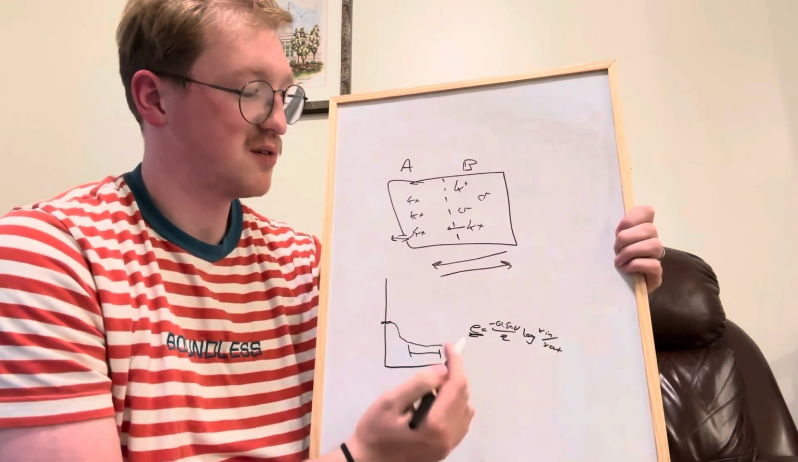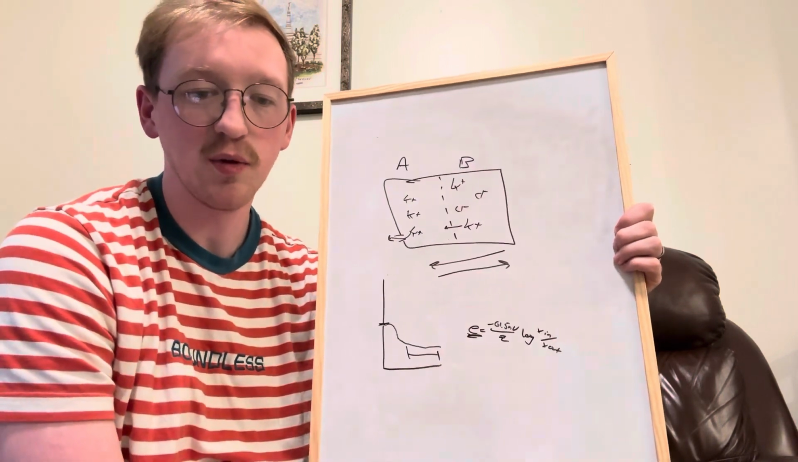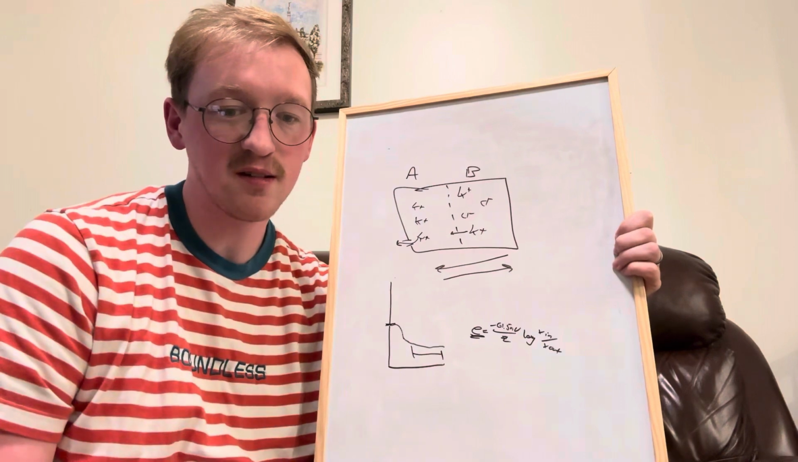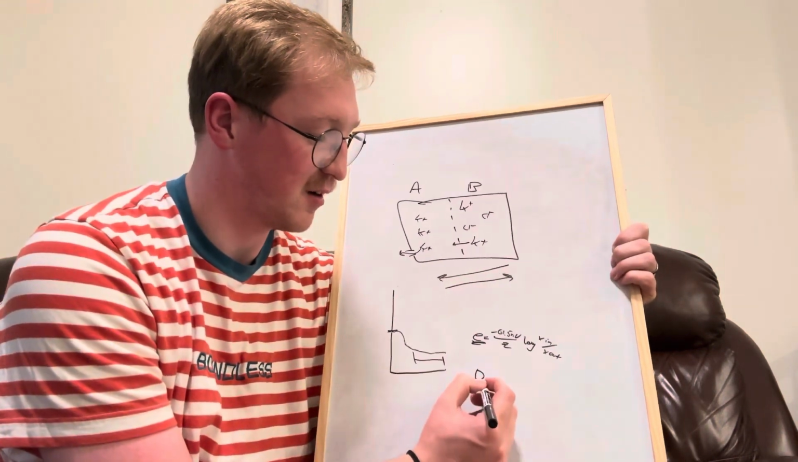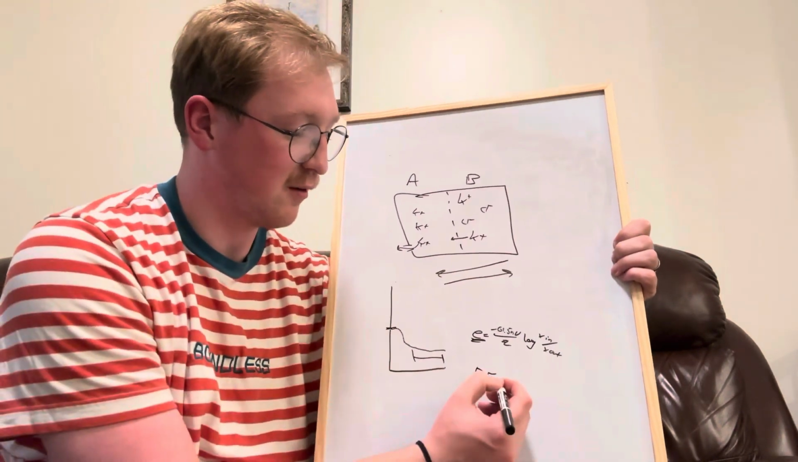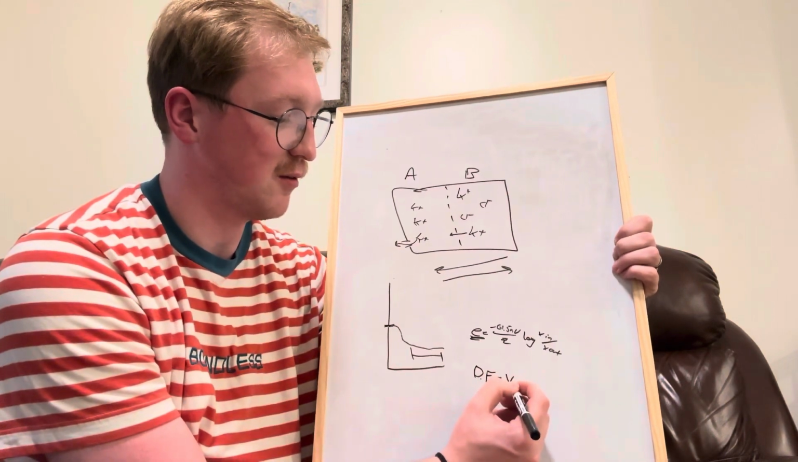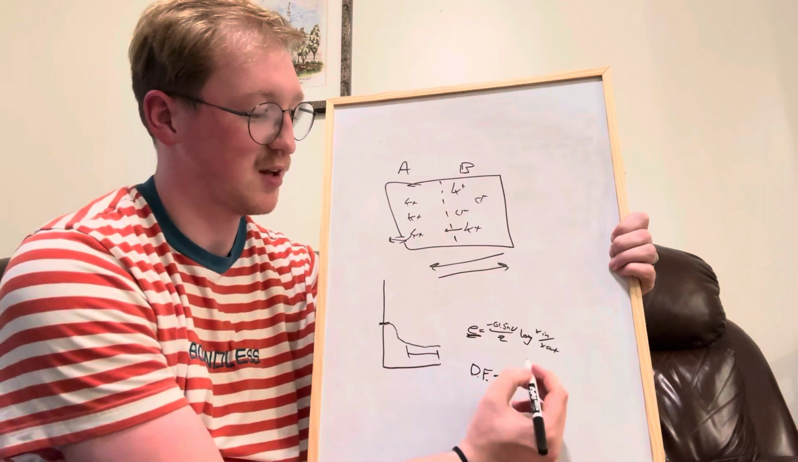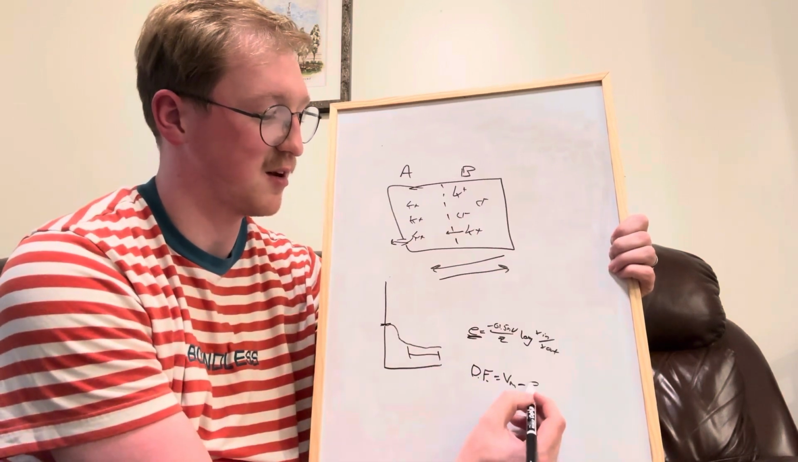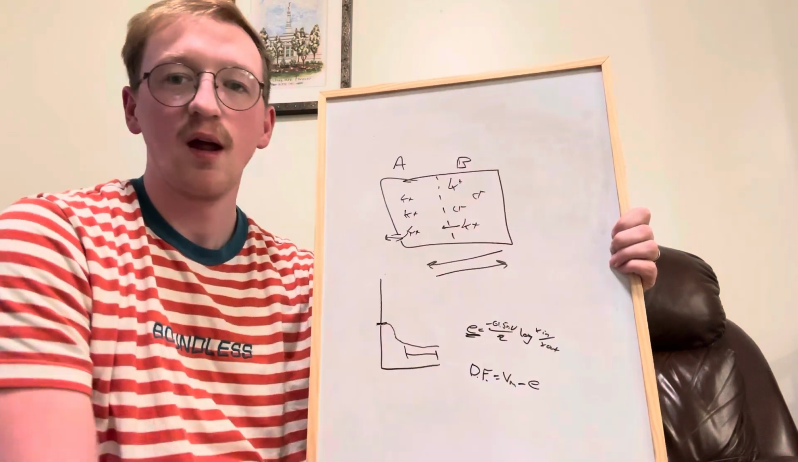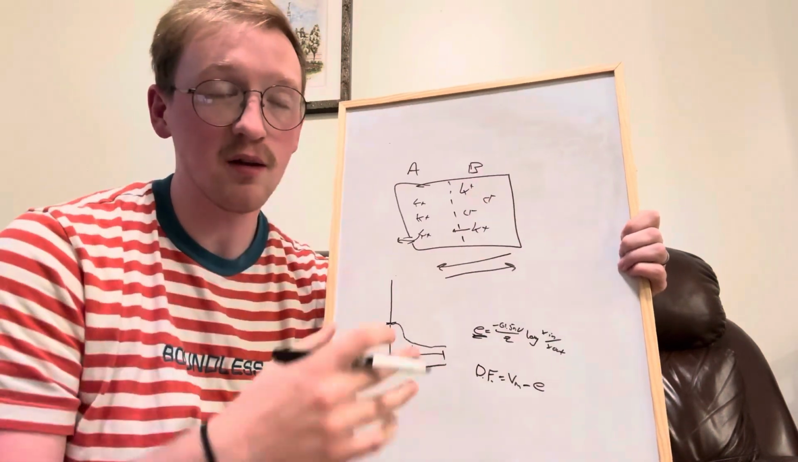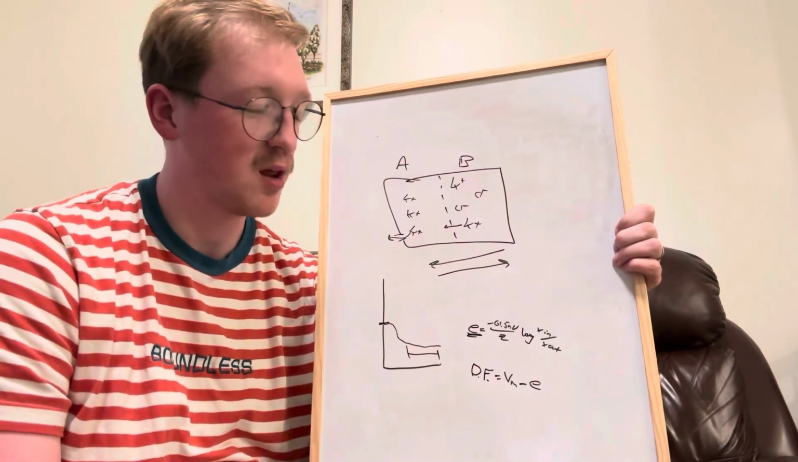We can use that number to plug it into the driving force equation. I'll abbreviate driving force as DF. The driving force is determined by taking the voltage of the membrane and subtracting from it the equilibrium potential that we got from the Nernst equation, so minus that E value right here. We subtract those two numbers and we will get a new number.